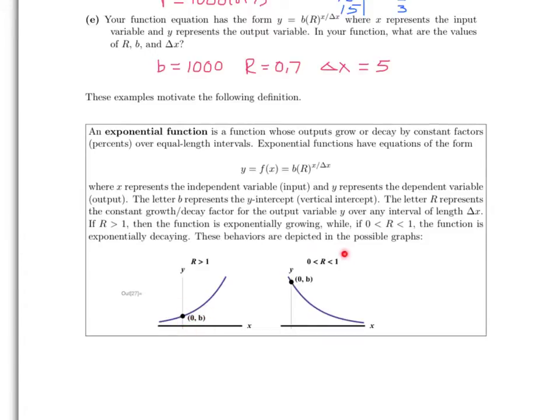On the other hand, if you have a factor that is a fraction, say, between 0 and 1, you will have a behavior that has this downward trend like this. Again, here's the y-intercept, and it is that b value. This is referred to as exponential growth. This is referred to as exponential decay.